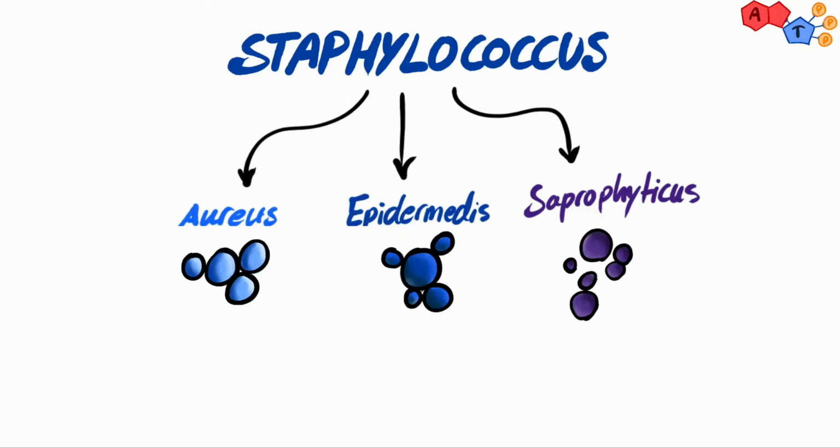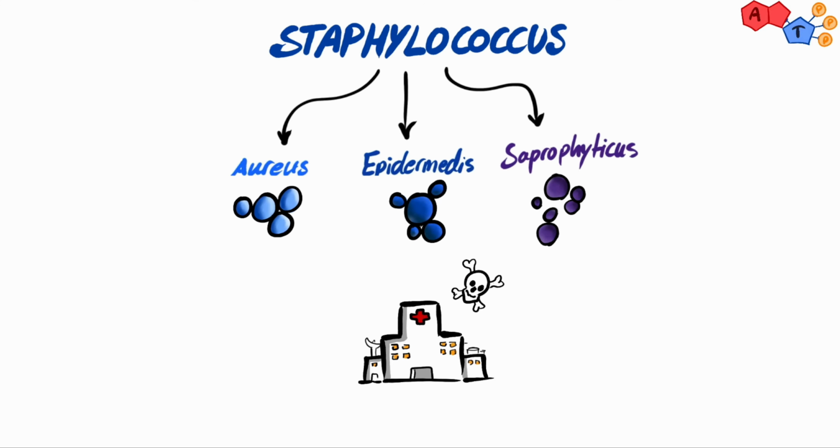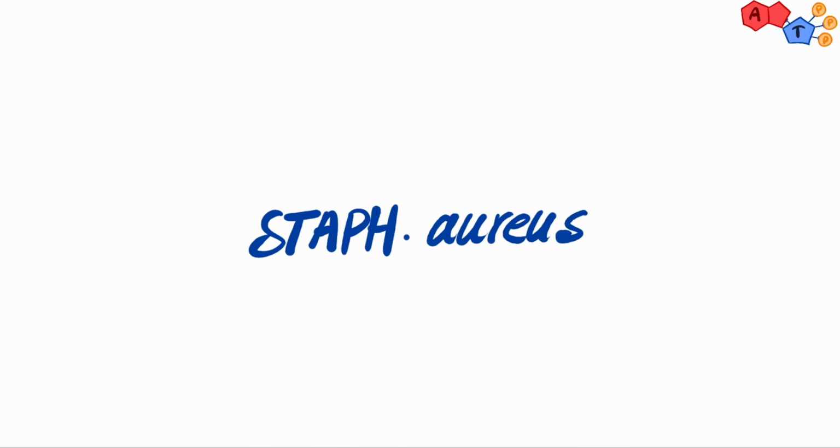All these three bacteria are gram-positive, which take a blue or violet color if we apply gram staining. They are arranged in clusters like grape. Generally speaking, both Staph aureus and epidermidis are known to cause nosocomial infections, which are simply hospital-acquired infections. Let's start with Staph aureus.